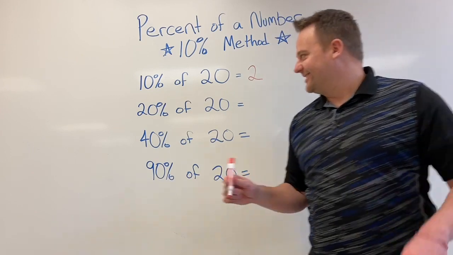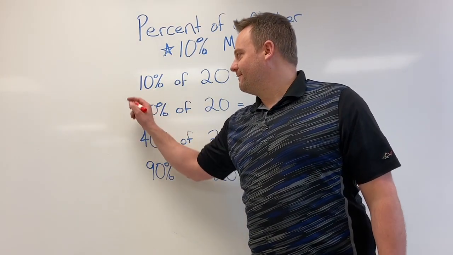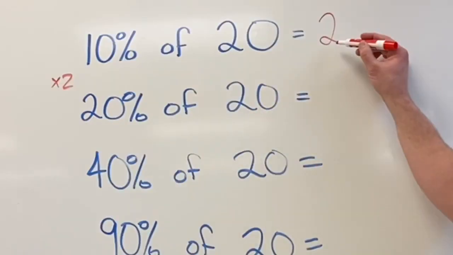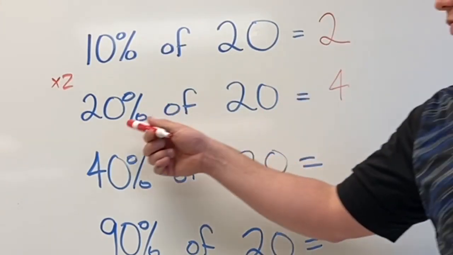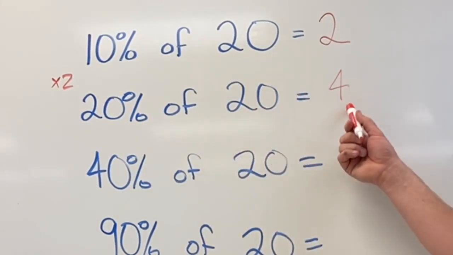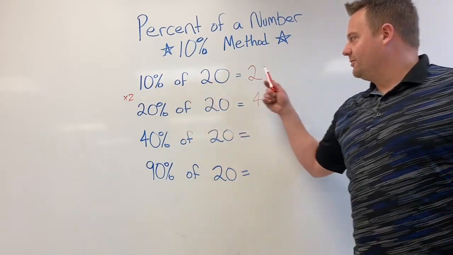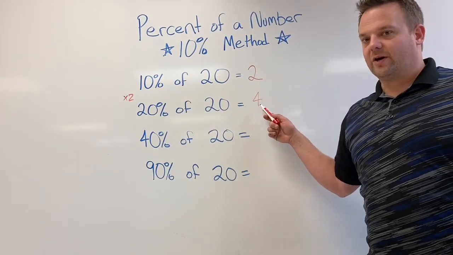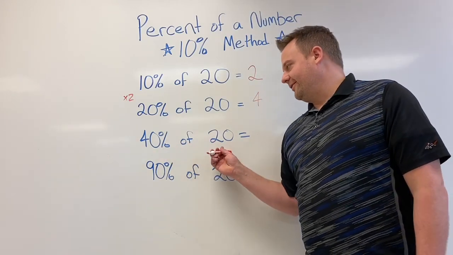Now watch this, guys. 10% times 2 is 20%. I'll show that. Times 2 is 20%. Now 2 times 2 is 4. So 20% of 20 is 4. You see how that worked? So first you find 10% of 20, which is 2, and then 20% is just double what 10% was, which is 4. Cool?